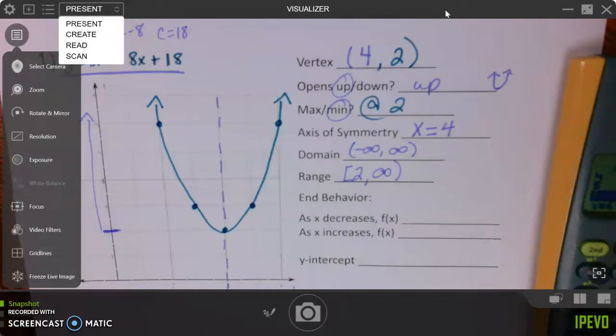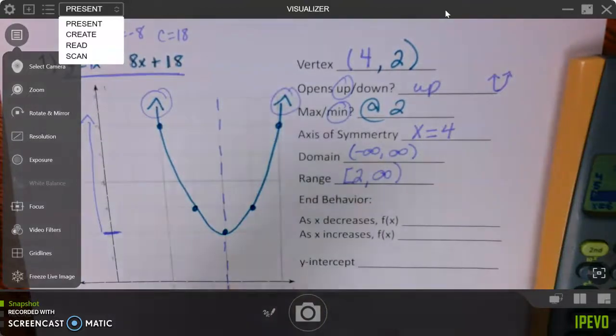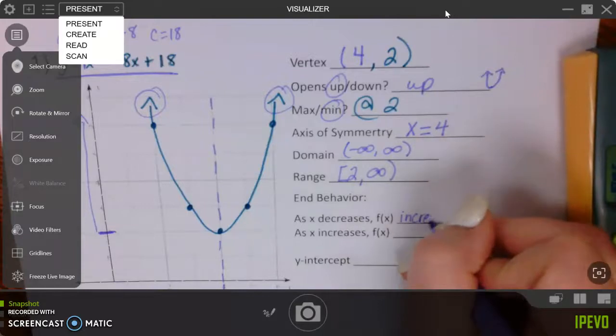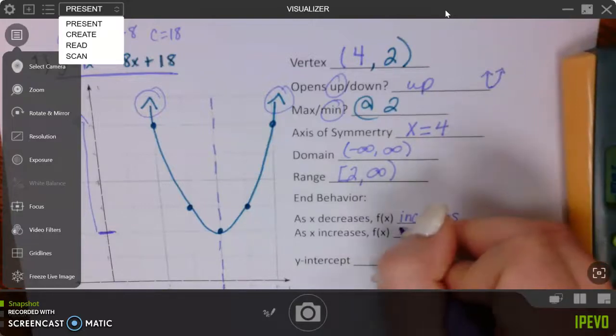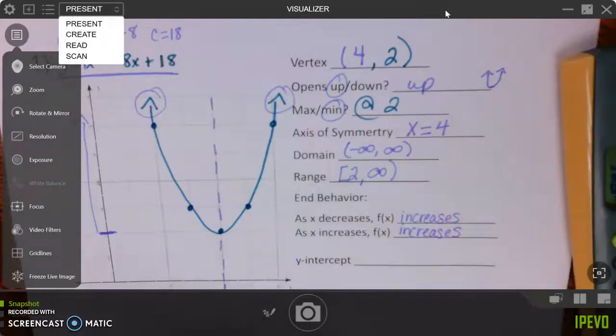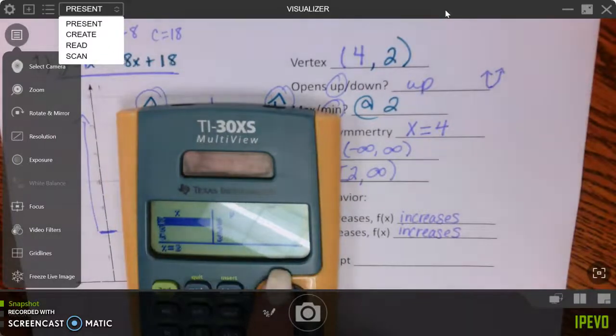2, infinity, and the 2 gets a bracket because it can equal 2. Okay. End behavior is easy. As x decreases, just look at the ends of your graph. They're both pointing up, so both of these are going to be increases. Okay. The y-intercept, go to your table, find where x is 0. Your y-intercept is at 0, 18.